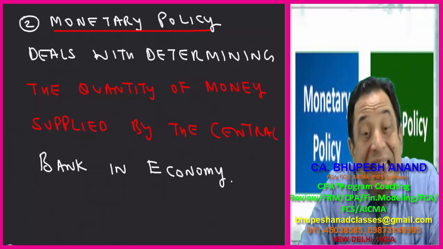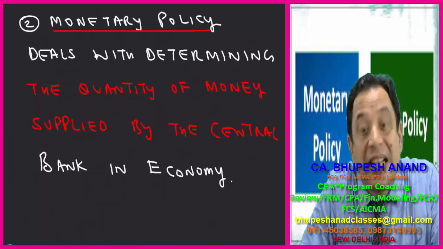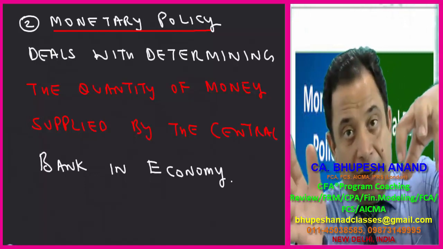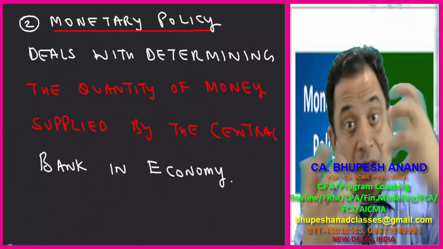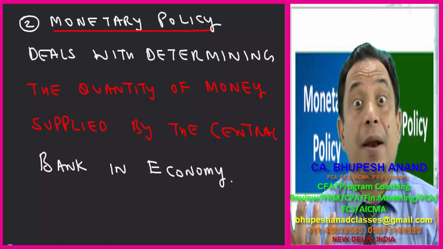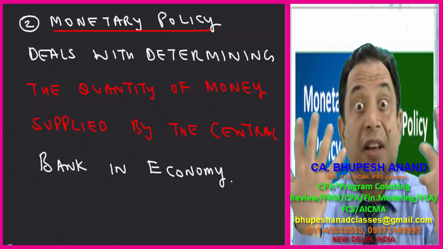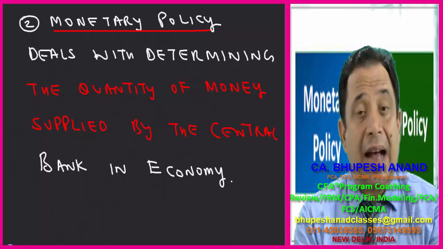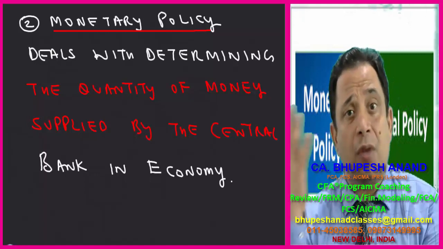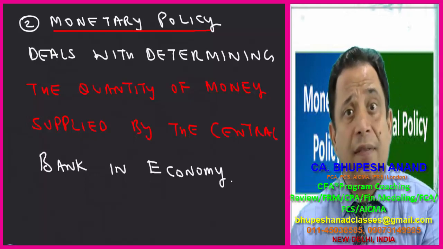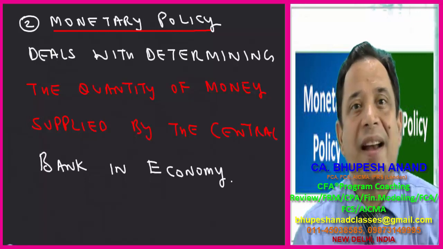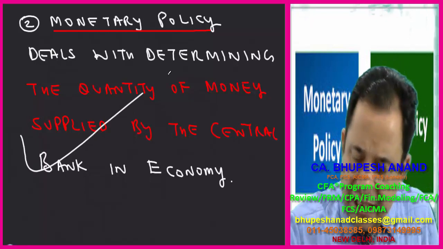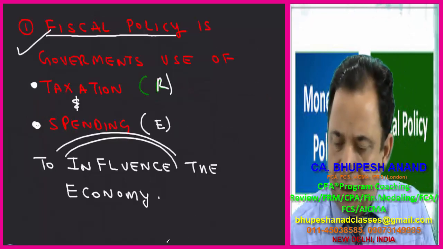Monetary policy deals with determining the quantity of money supply. How much supply should be there in the economy? Because if supply is more, there will be a negative impact: devaluation, inflation, and my currency will depreciate. So as a governor, I have to think about how much money should be supplied in the economy by the central bank. This is the main monetary policy, the basic meaning.